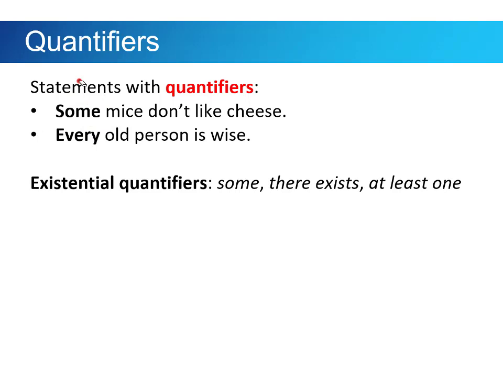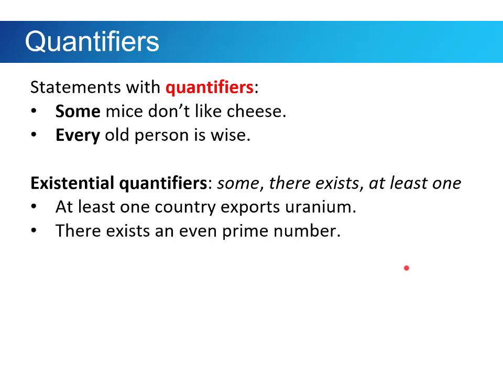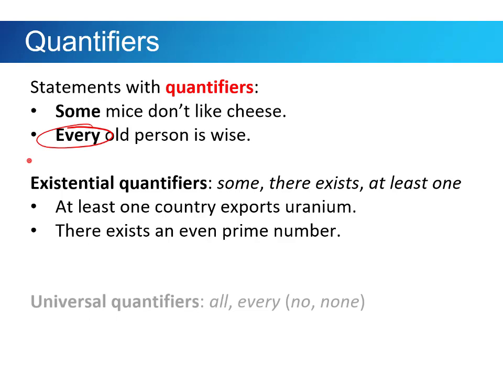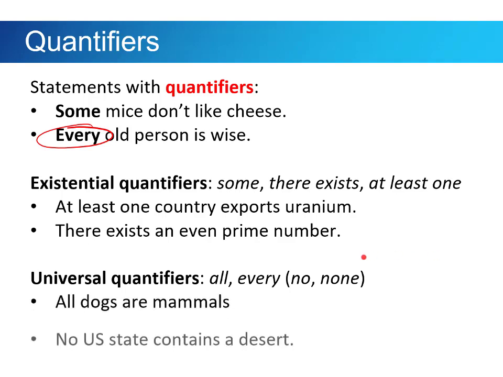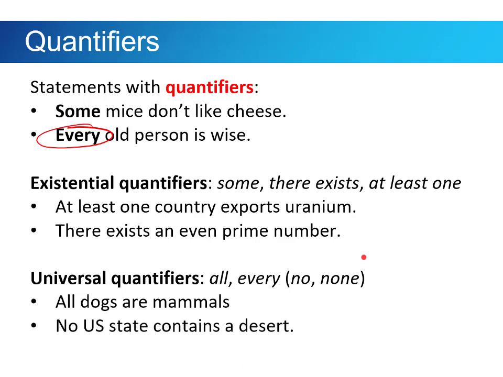So the existence. Some other examples, at least one country exports uranium. There exists an even prime number. So these are statements with existential quantifiers. Now, the other example, every, that's an example of a universal quantifier. When you see words like all, every, or the opposites, no or none, those are universal quantifiers. There are absolutes, like all dogs are mammals. No U.S. state contains a desert. So absolute terms, all or none.